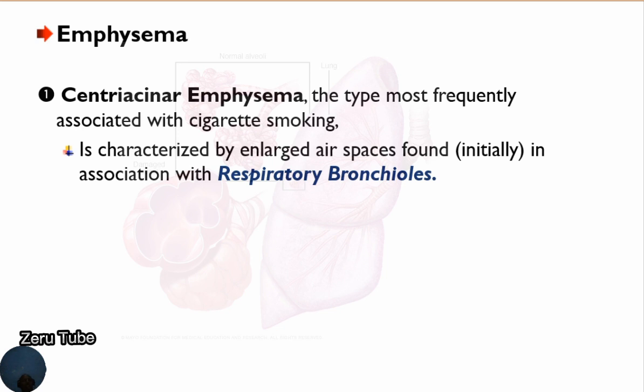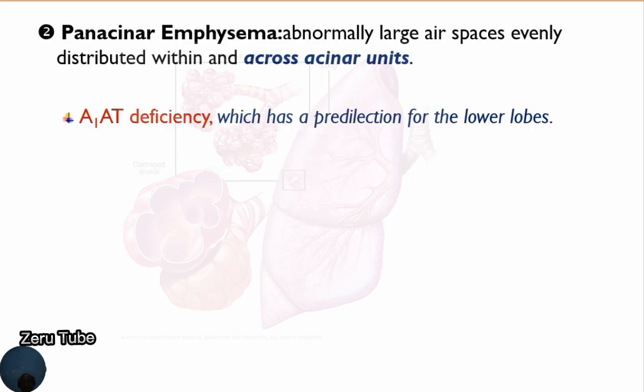So centriacinar emphysema is more associated with cigarette smoking, and most commonly occurs on the respiratory bronchioles. The other type of emphysema is panacinar emphysema. It is abnormally large airspace like that of centriacinar emphysema, but distributed across the acinar unit. This panacinar emphysema is associated with alpha 1 antitrypsin deficiency.